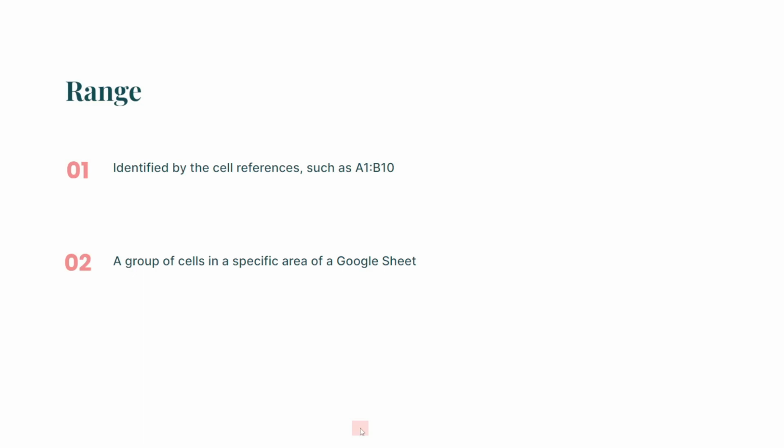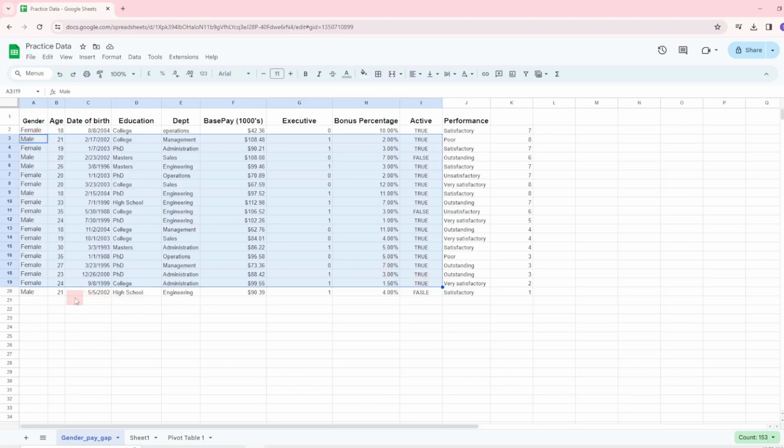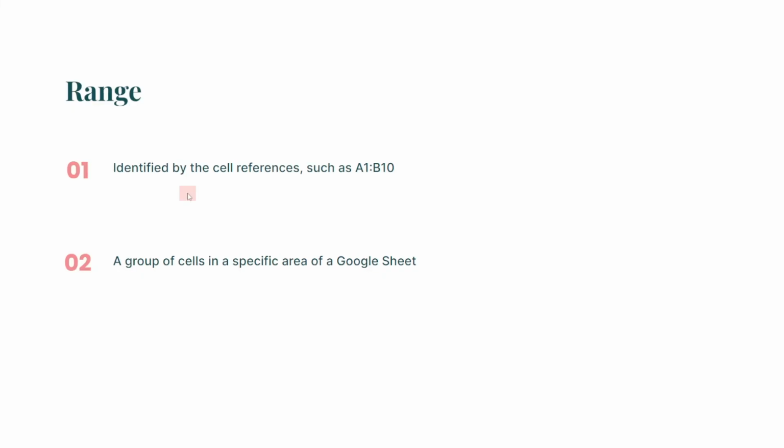And then we talk about a range. A range is simply a group of cells in a specified area of a Google Sheet. It's identified by cell references such as A1, B10. So a range is a group of cells in a specific area, right? Let's see how that looks. So we can say this is a range, ranging from here to here. A selection of more than one cell is a range. All right.